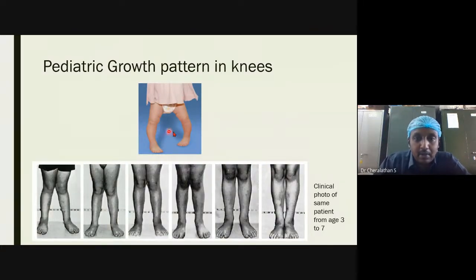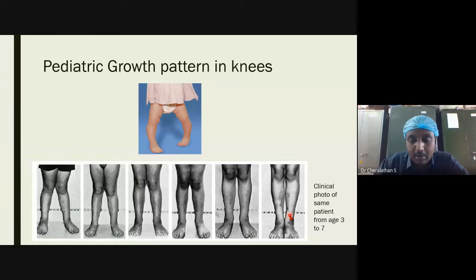This is a child of approximately 1 year of age. So usually the child starts to walk after 10 months to 1 year. To begin with, you will see a varus deformity, otherwise a bow leg. Now, this is a serial clinical photograph of the same child starting from the age of 3 years up to the age of 7 years. At the age of 3 years, you will have maximum valgus deformity, which slowly corrects by itself and comes to normal alignment at the age of 7 years.